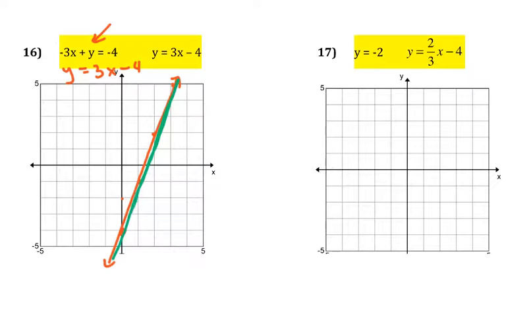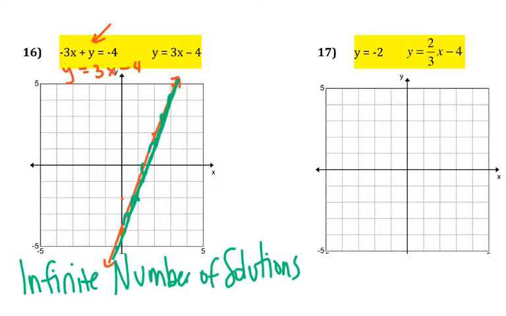So where do they intersect? They intersect everywhere on that line, but it's not all real numbers because they don't intersect here and they don't intersect here or here. So we're not going to say all real numbers. We're going to say infinite number of solutions. Okay, so that's what you'll write for your solution if that's the case.